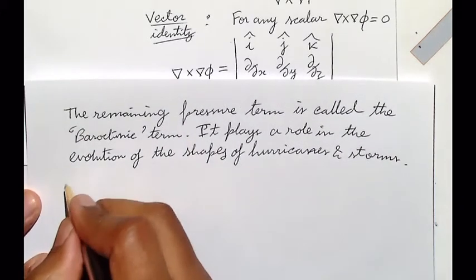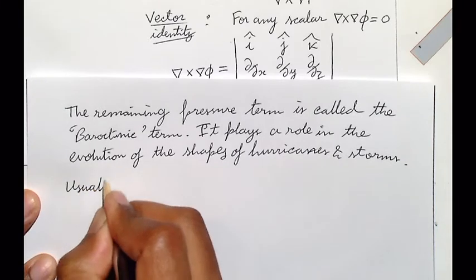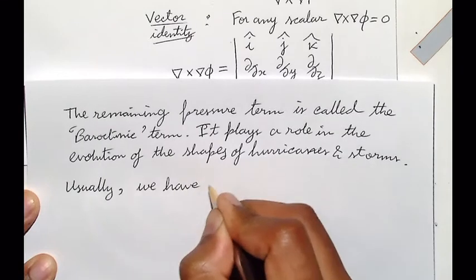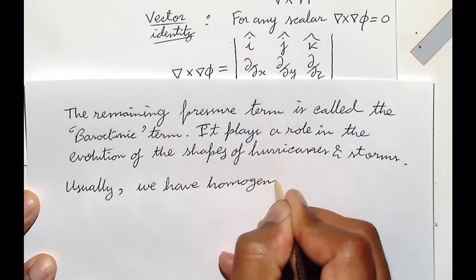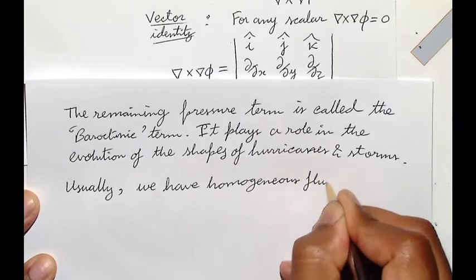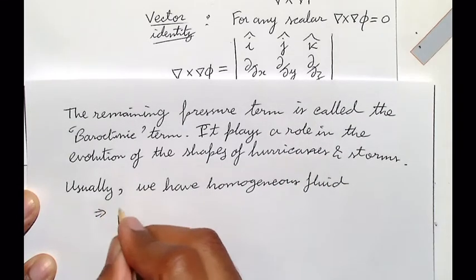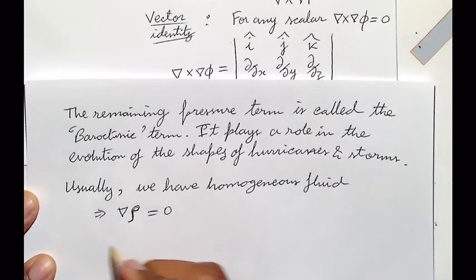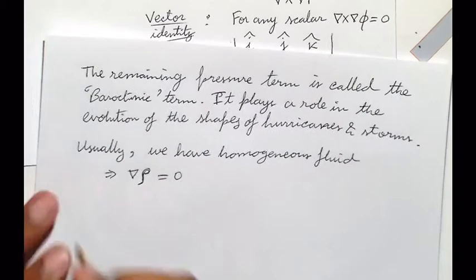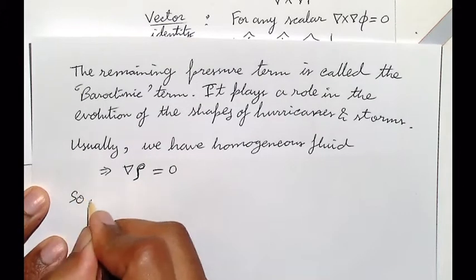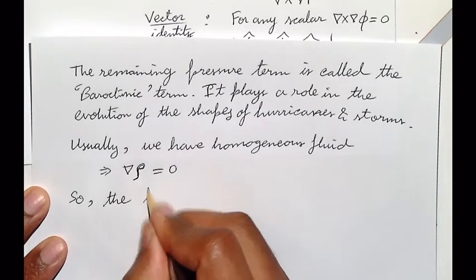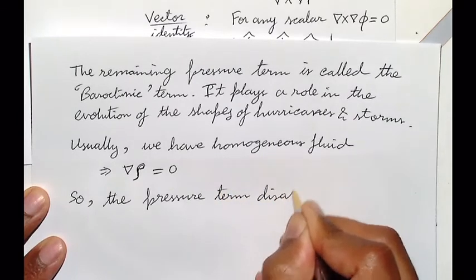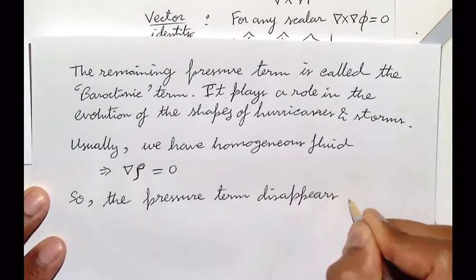Okay, and usually we have homogeneous fluid, which means nabla p cross nabla rho is 0. All right. So in this case, the pressure term goes away completely. The pressure term disappears in the vorticity equation.